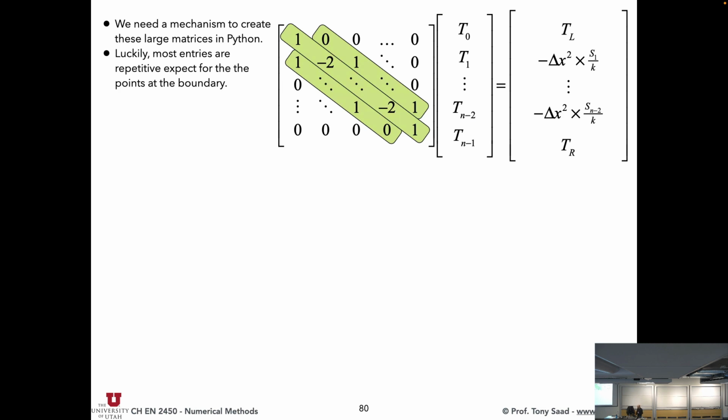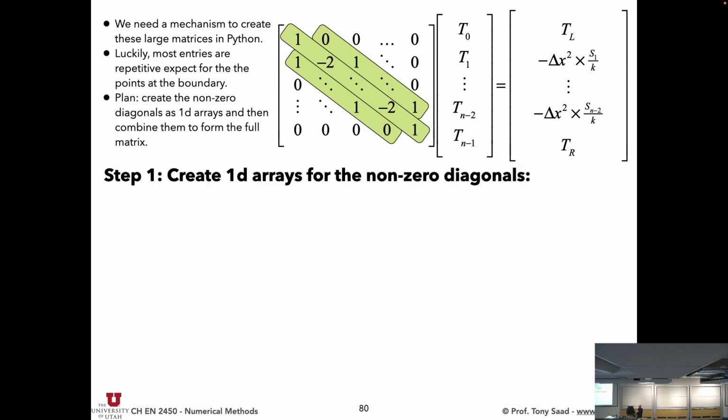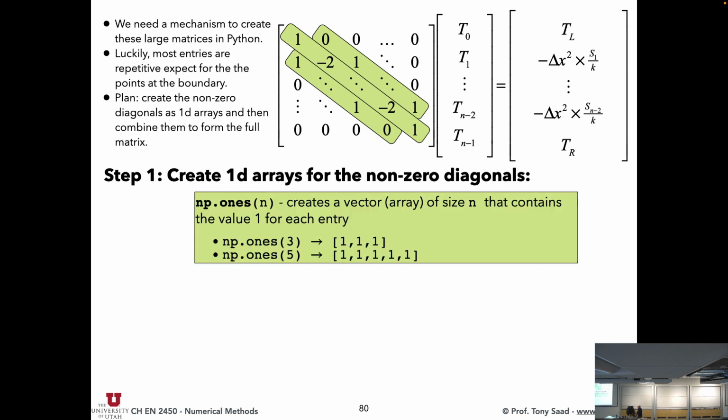So there's two steps to do that. The plan is to create non-zero diagonals as 1D arrays. So we create the main diagonal, the first upper, the first lower, as 1D arrays, just a flat list, flat array: 1, 1, 1, 1, or minus 2, minus 2, minus 2. And then step two is to combine them to form the full matrix. Step one, create 1D arrays for the non-zero diagonals.